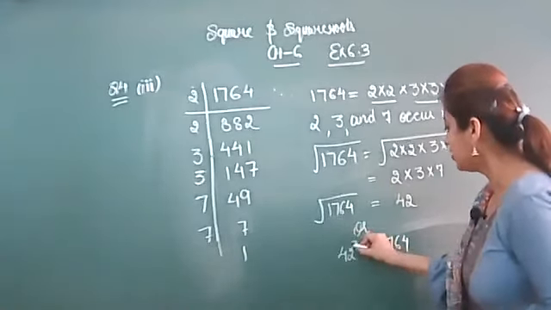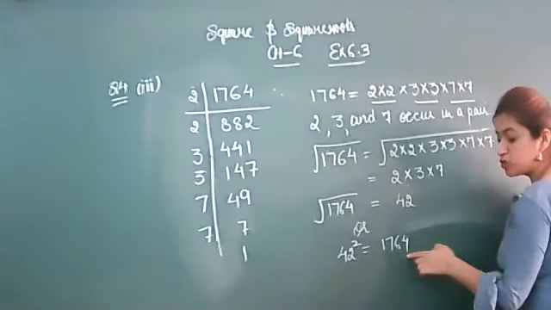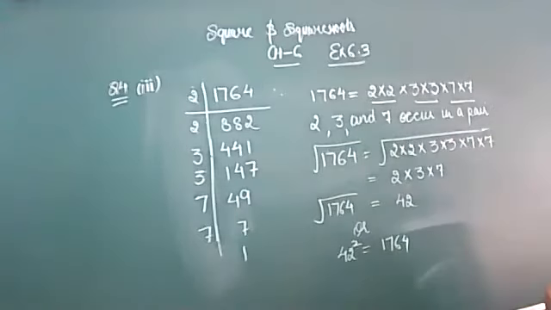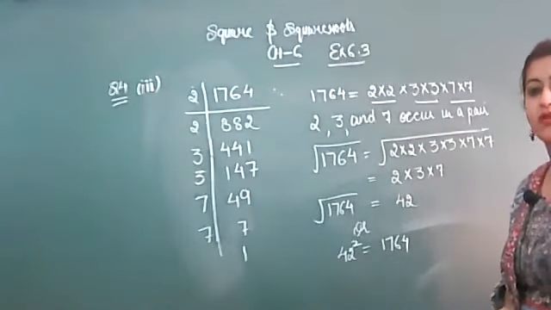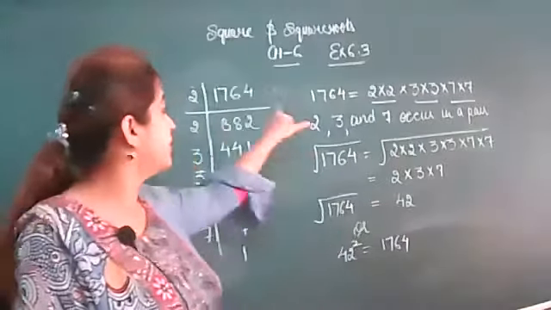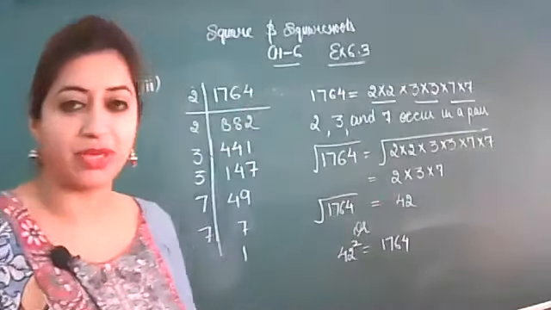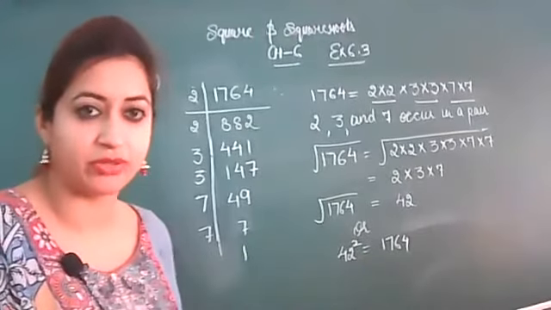Any doubt, beta? The square root of this number is 42, and 42 squared is 1764. Is it okay? If any number is left over without making a pair, then you will write that the given number is not a perfect square number. We will discuss that type also, but later on.